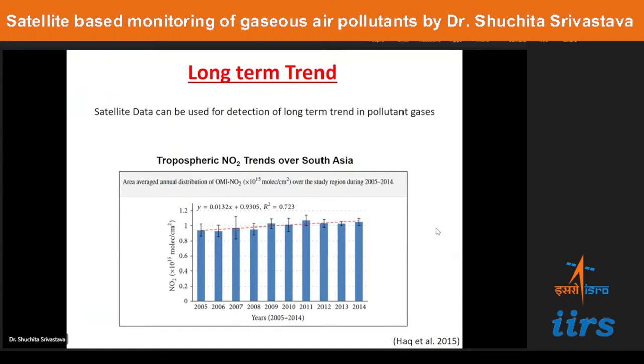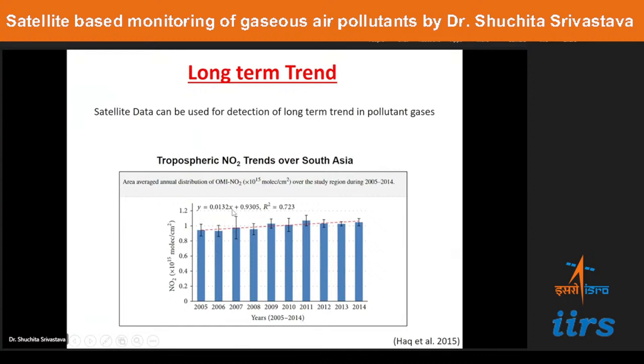Satellite data is available for decades also. So if the data is available for a long time, we can calculate the long-term trend. We can see whether the pollution level is increasing, decreasing, or constant over one location. For example, here the tropospheric NO2 trend is calculated over South Asia. It is taken from Huck et al. 2015. It is the area-averaged annual distribution of OMI NO2 over the South Asian region during 2005 to 2014, and it shows a clearly increasing trend over this region.